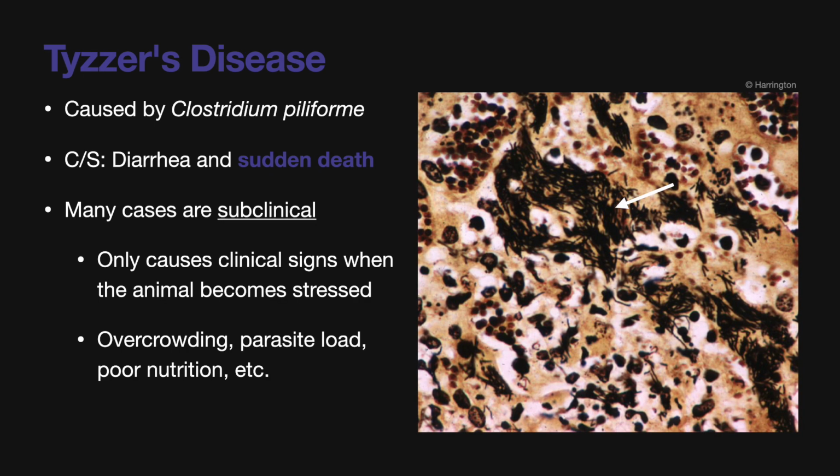Tyzzer's disease is caused by Clostridium piliforme and affects the liver of the hamster. Clinical signs include diarrhea and sudden death. This disease doesn't have much for treatment, as most cases are subclinical until death occurs. The disease only really causes clinical signs when the animal becomes stressed, such as from overcrowding, parasite load, poor nutrition, etc. So avoiding stress in hamsters is very important.